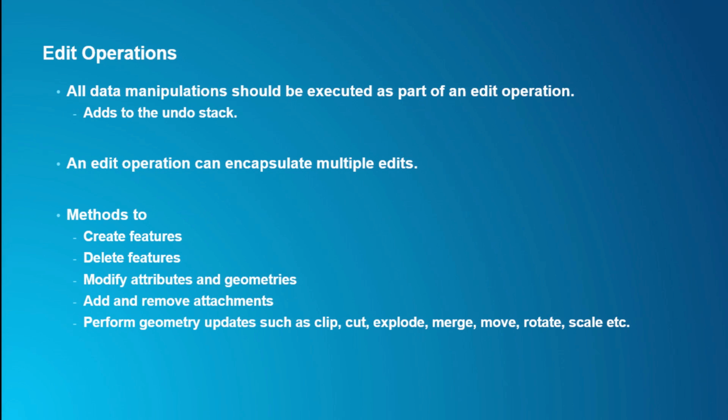Now you can have multiple edits within a single edit operation, and by that I mean you can do multiple creates, modifies and deletes. So I could do 3 create features, 2 delete features, and modify attributes of another feature, all within a single edit operation. And that means they are all grouped together as one operation on the undo and redo stack. The edit operation gives you methods to create features, delete features, modify attributes and geometries, add and remove attachments, and perform other geometry updates such as moving, merging, clipping, exploding, etc.